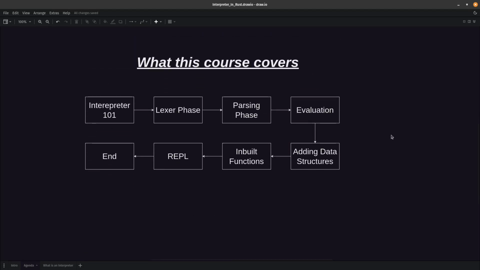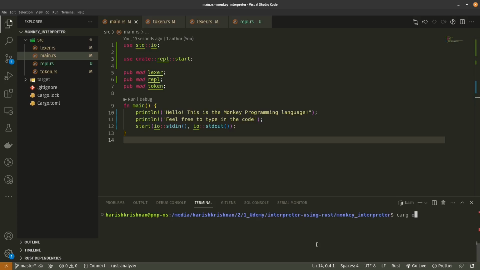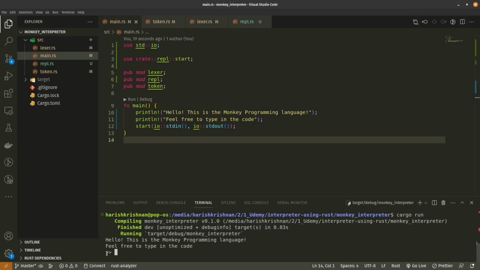As a first step, we will understand what an interpreter is all about. You could think of it like a 101 course or a very quick crash course on interpreters on a very high level. And then we will slowly get into all the phases of an interpreter. In the first phase, the lexer phase, we will provide an input to the lexer, and it will in turn give us a list of tokens.